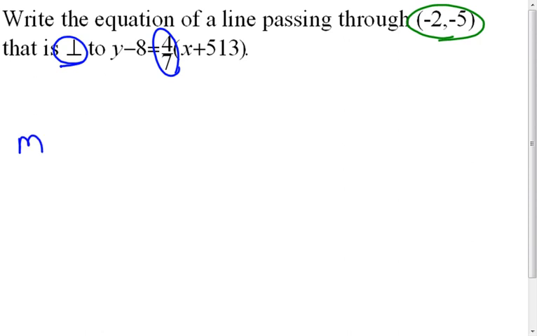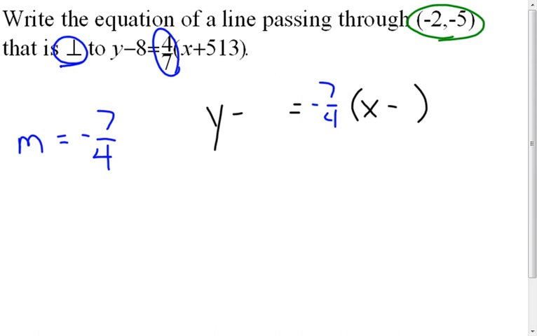Therefore, the slope of my new line is going to have to be the opposite reciprocal. It's going to have to be negative because the other one's positive, and then the reciprocal of 4/7 is 7/4. I have my slope. I have my point. I'm going to write my equation into point-slope form. My slope that I came up with, -7/4. The point that the problem gave me, y value is -5, x value is -2.